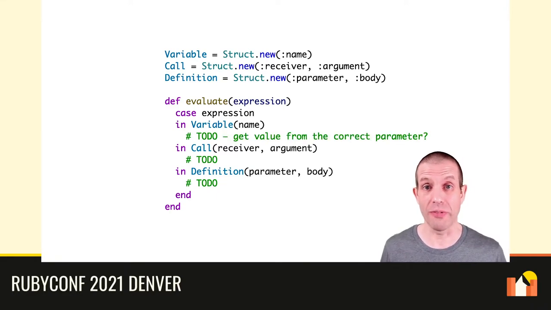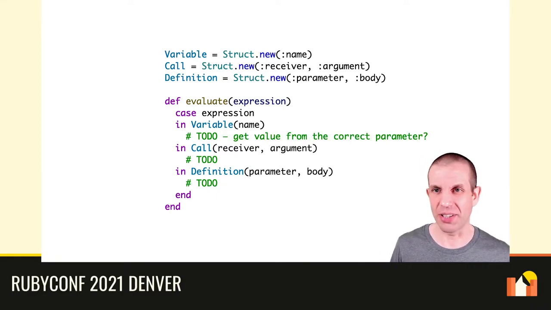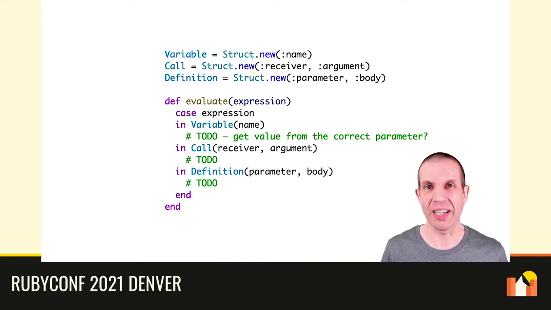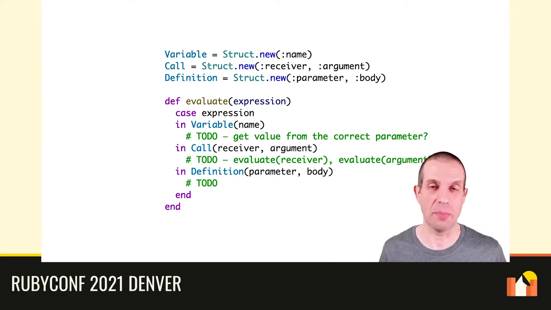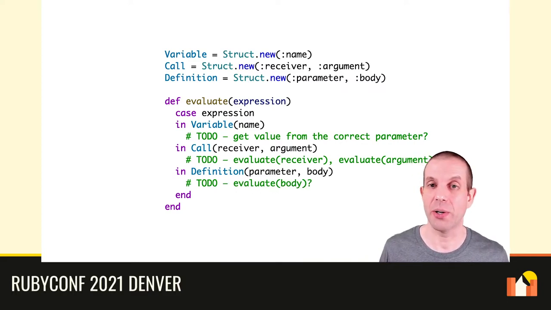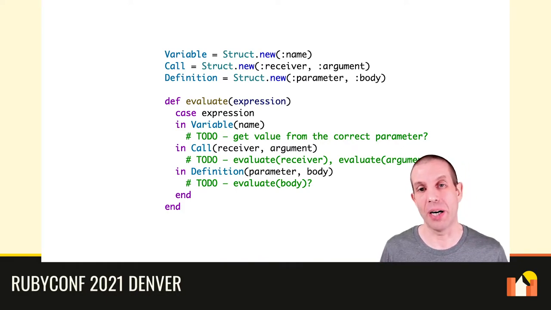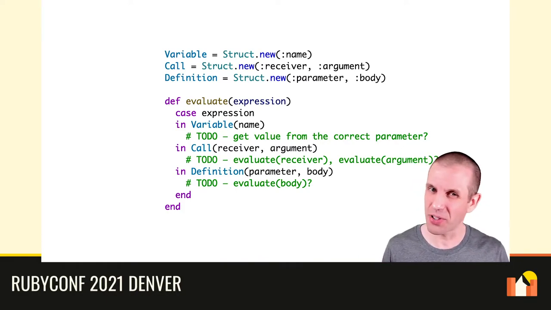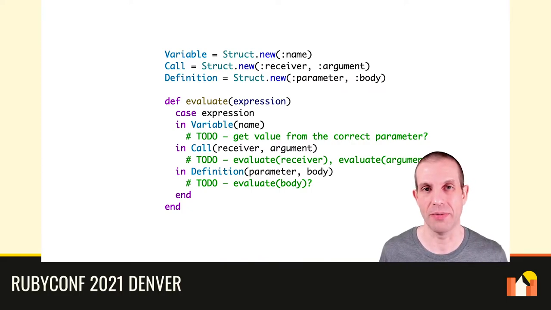A variable will refer to the parameter of some proc that it's inside, so maybe we can get an argument that way. And a call will have a receiver and an argument that need to be evaluated somehow, and then we do something with them, I don't know what. And for a definition, we need to evaluate its body at some point, but not right away, only when it appears as part of a call somewhere else. This all seems a bit complicated, and I'm afraid that I'm not clever enough to work it out myself.